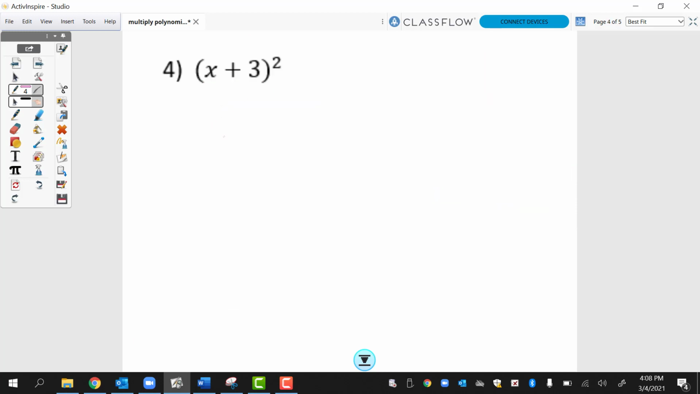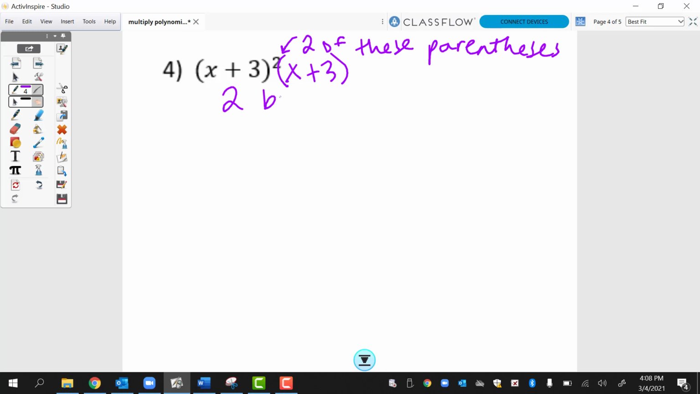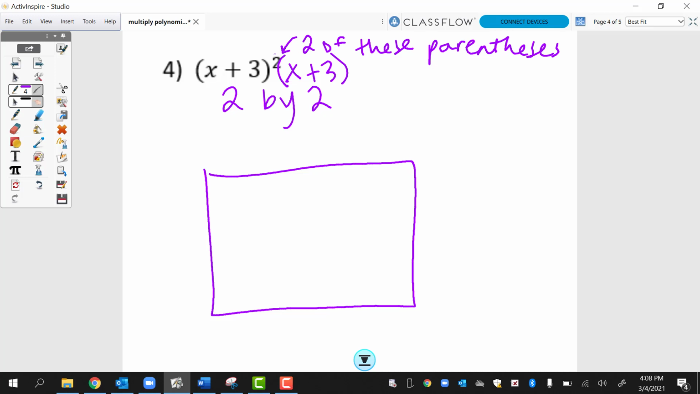Okay. Now in this one, I only see 1 parenthesis. So how can this possibly be still using the box? Well, this little 2 up there means there's 2 of these parentheses. So that means if there's an x plus 3, I can write another x plus 3 in parentheses next to it. And now I see, oh, there's 2 terms in there, so 2 by, oh, another 2. So I'm still drawing a 2 by 2 box. Do not just do, oh, squared and squared. No, do not do that. That's not what this 2 means.